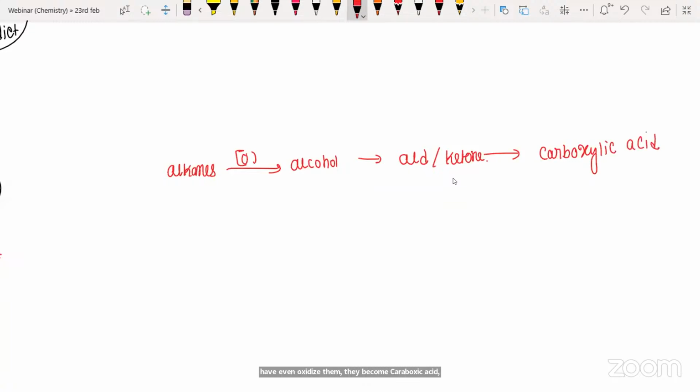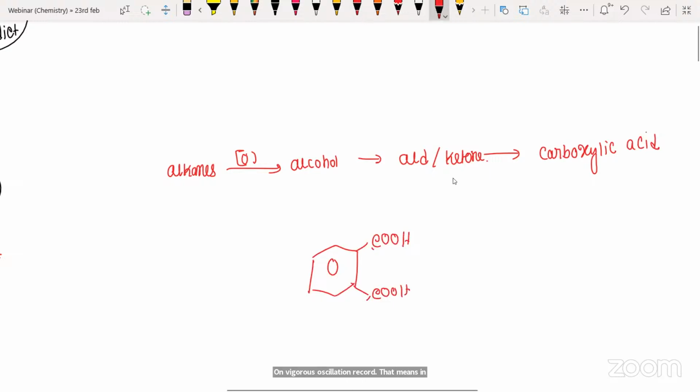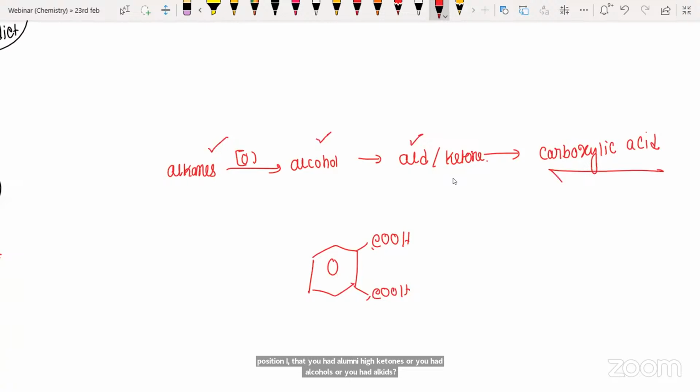So now they told you that there is a benzene ring with 2 carboxylic acids. On vigorous oxidation, we got it. That means in these 2 positions, either you had aldehyde, ketones, or you had alcohols, or you had alkanes. That's why on oxidation you got carboxylic acid. Correct? Like any one of them, if I take and vigorously oxidize, then all of them would turn into carboxylic acid only.